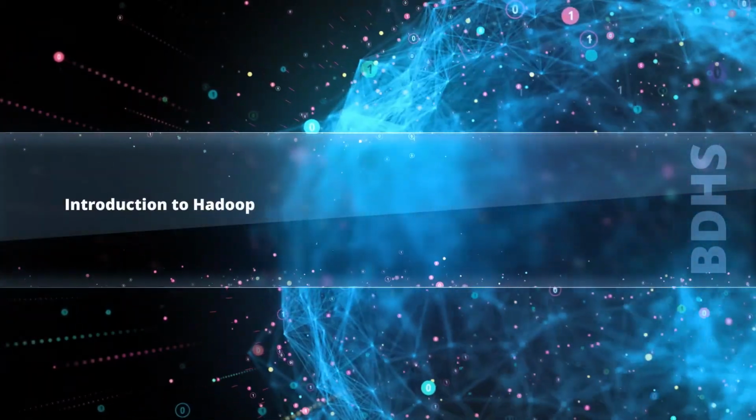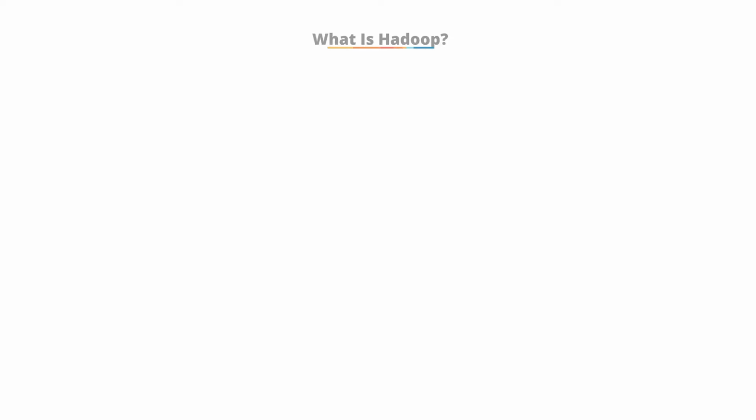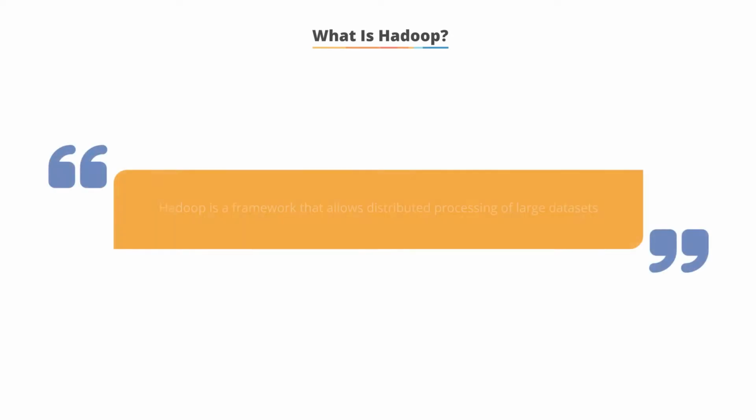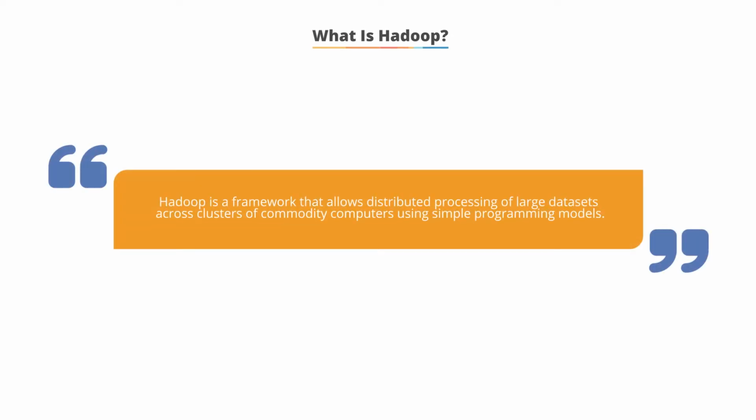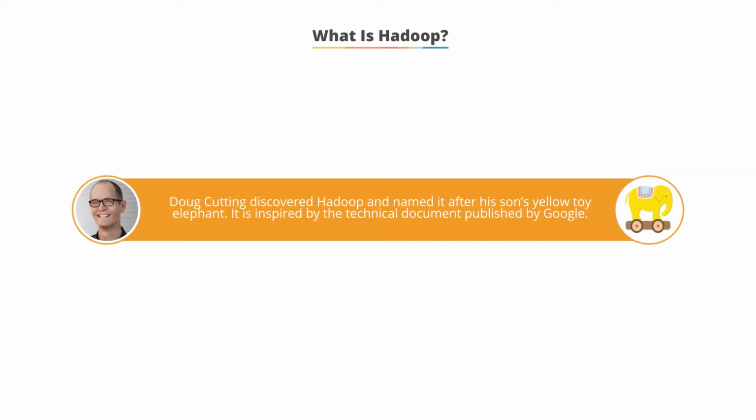Introduction to Hadoop. So, what is Hadoop? Well, Hadoop is a framework that allows for distributed processing of large datasets across clusters of computers using a simple programming model. It is inspired by a technical document that was published by Google. The word Hadoop does not have any meaning. Doug Cutting, who discovered Hadoop, named it after his son's yellow-colored toy elephant.